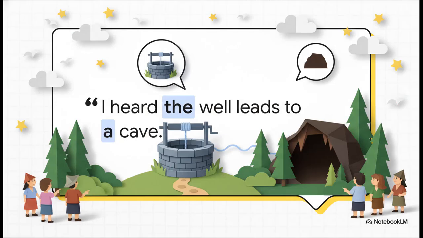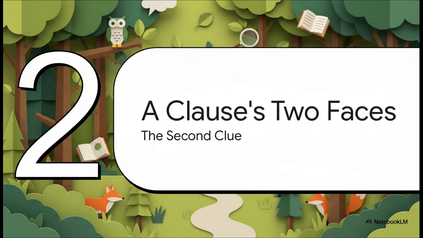And here, you can see them working together perfectly. Imagine a villager tells you, I heard the well leads to a cave. Think about it for a second. The well has to be that one specific well in the middle of town that everyone knows about, right? That's our shared knowledge. But it leads to a cave, some new cave we've never heard of before. See how those two little articles guide our understanding in an instant? It's pretty cool.